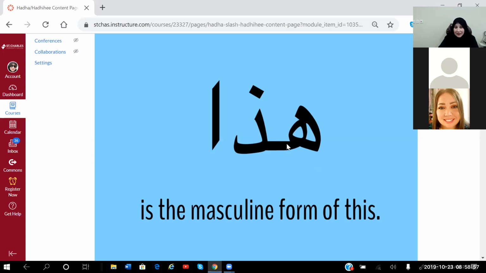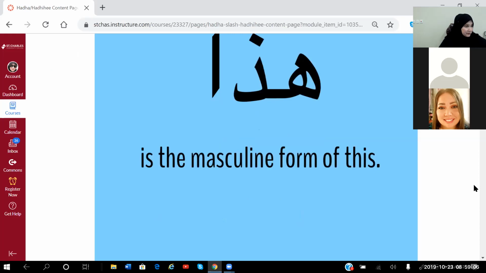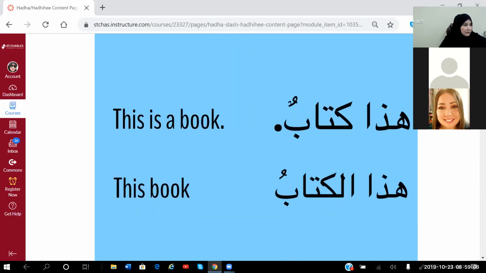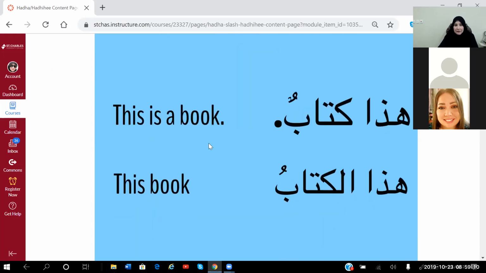Anyway, the word hada means this in Arabic, but it's the masculine form of this. You use it when describing something of the masculine gender. Remember that all things in Arabic are either masculine or feminine. There is no "it" in Arabic.